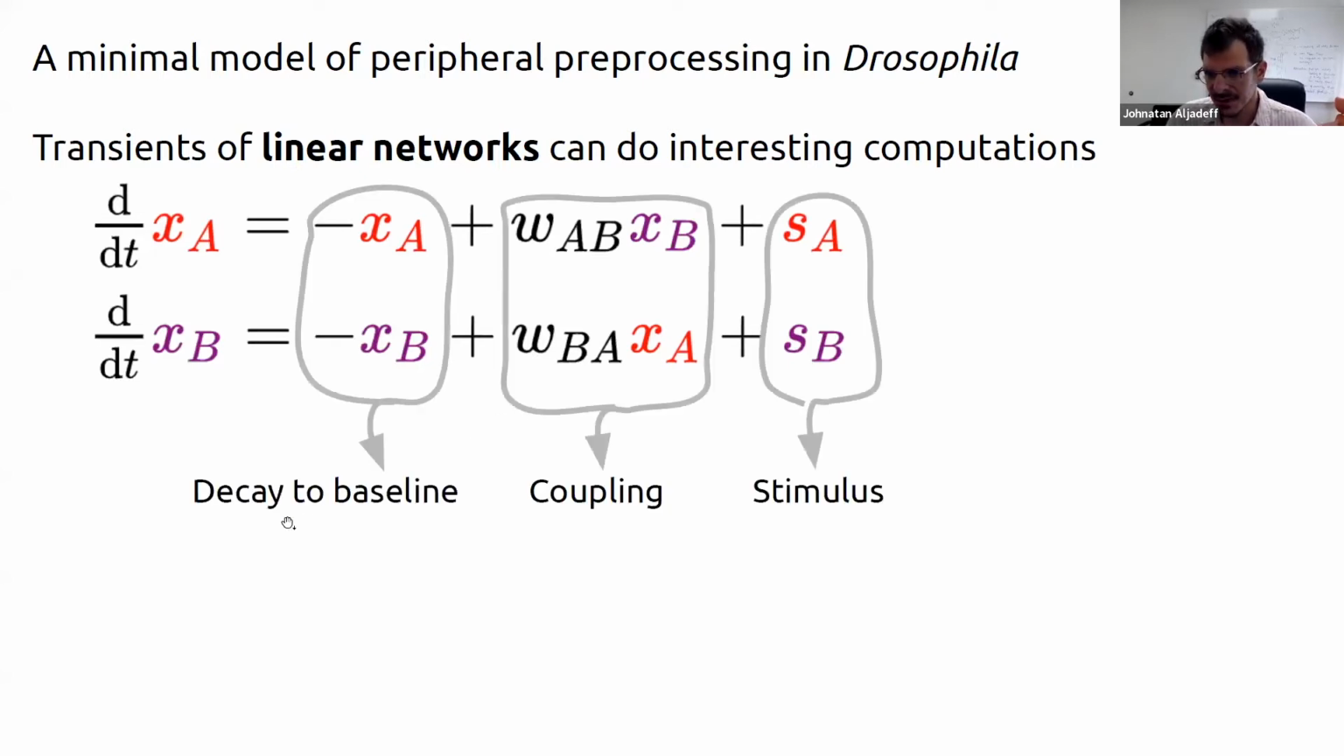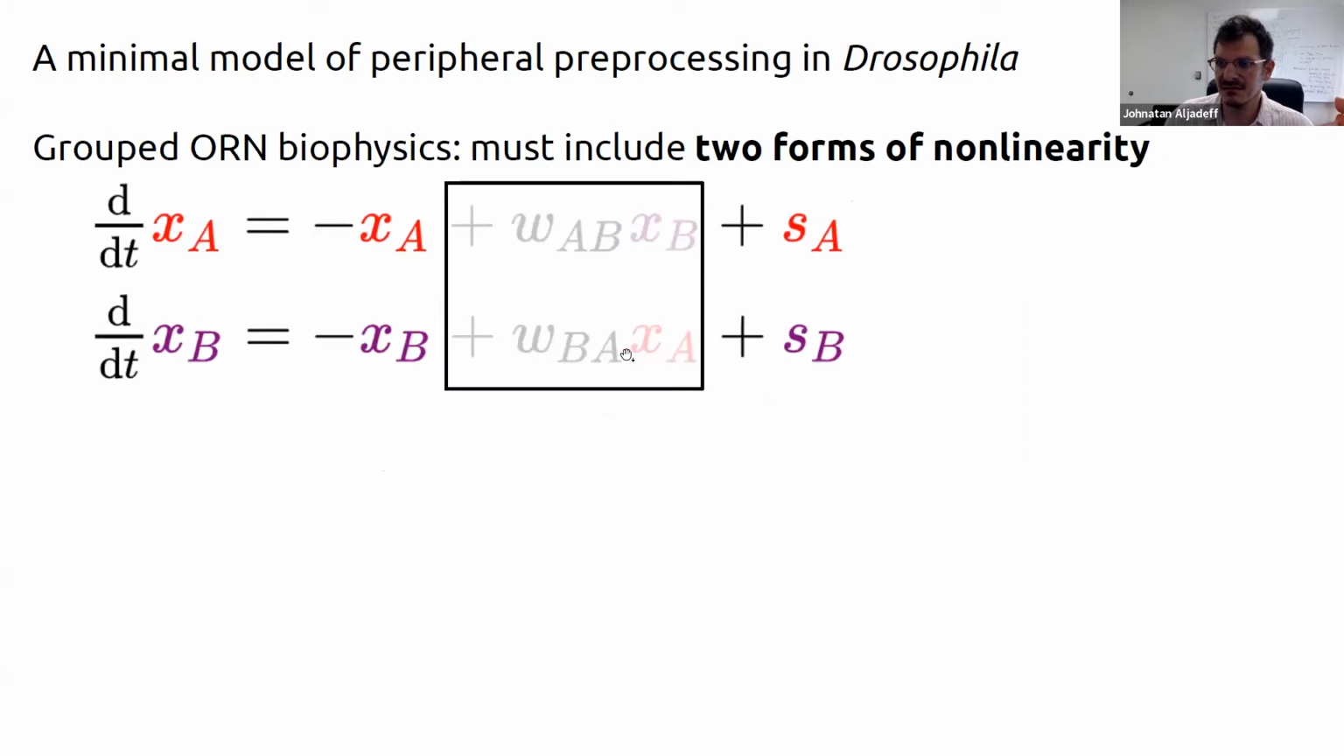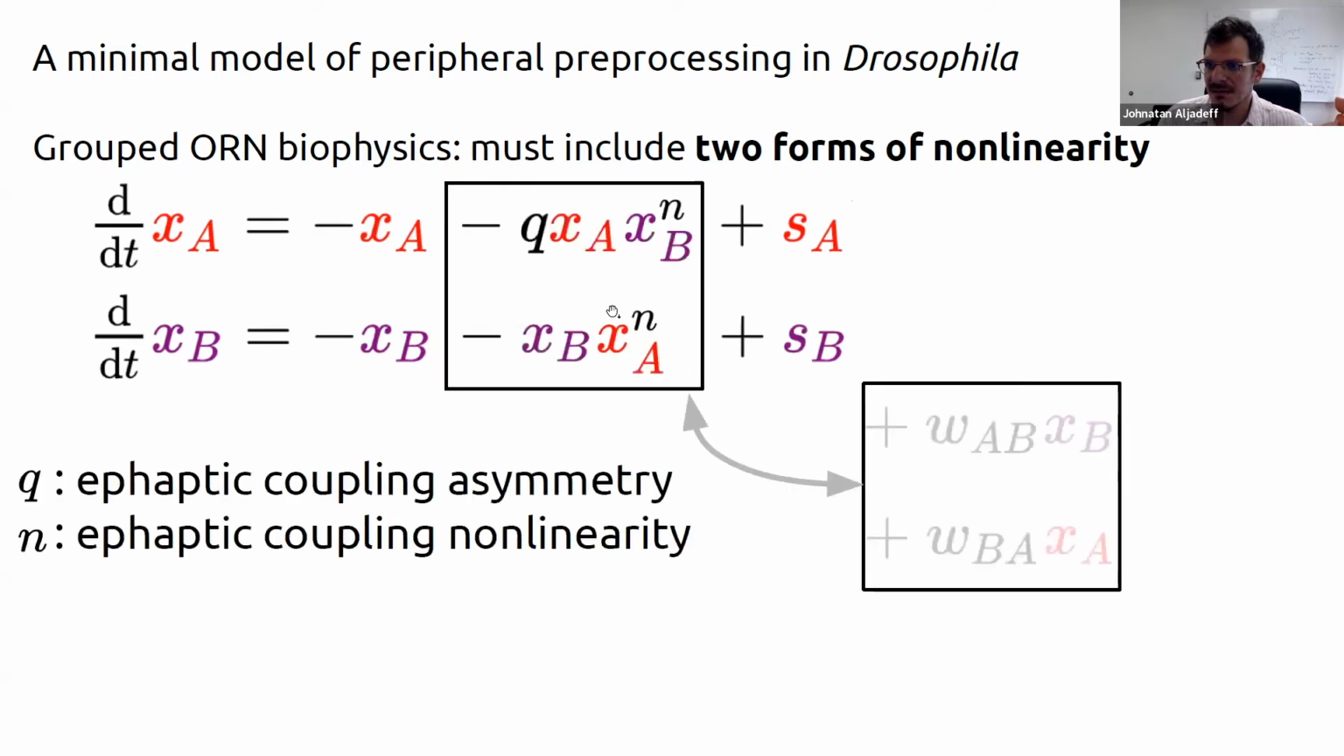So the model is: we have transient decay to baseline. We have coupling, where we replace the linear coupling with nonlinear coupling. And the stimulus, importantly, is time dependent. So these S's are going to be functions of time. We replace the linear interaction with a nonlinear interaction that has two important forms of nonlinearity.